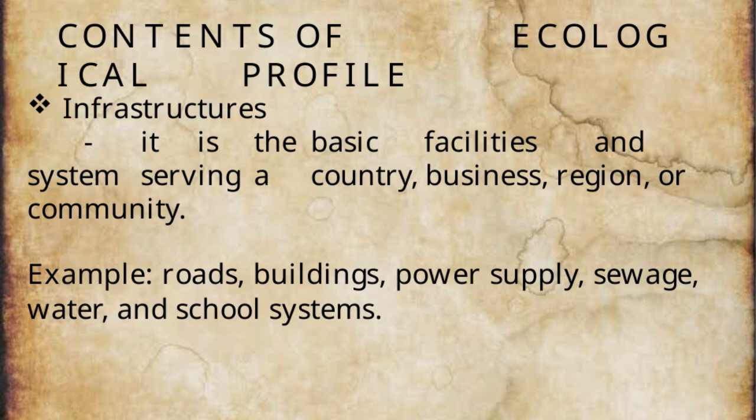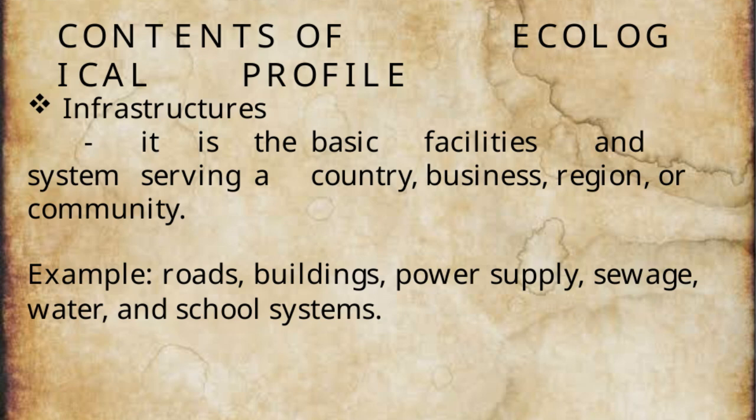Power supply is essential to keep everything running, from homes to factories. Sewage and water systems are vital for public health and sanitation, ensuring clean water and waste management. Schools are also a key part of infrastructure because they support education and long-term community growth.